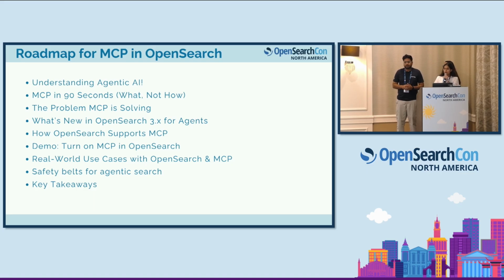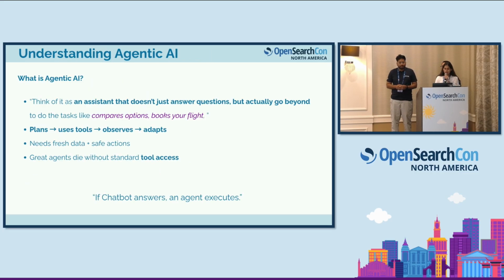Of course, before anyone gives their agent delete access to production, we will talk about safety belts as well, the guardrails you need to keep things safe. And finally, we will close with some key takeaways you can bring back to your team. By the end, whether you are new to AI or already experienced, you will know how OpenSearch MCP can fit into your toolkit. So let's begin.